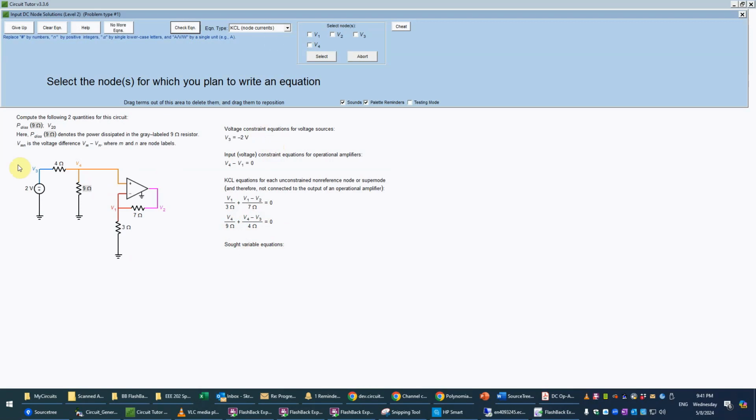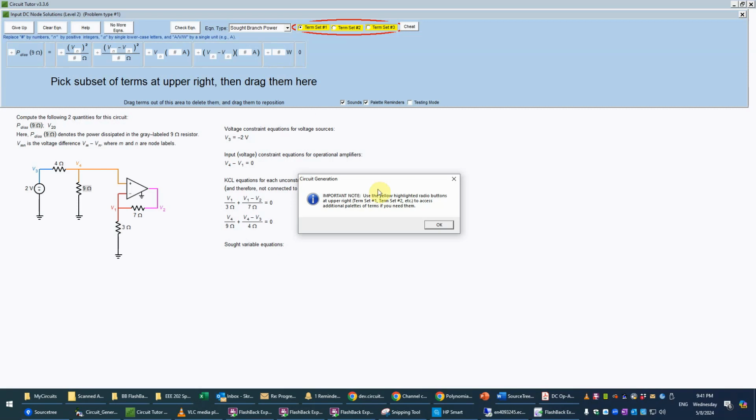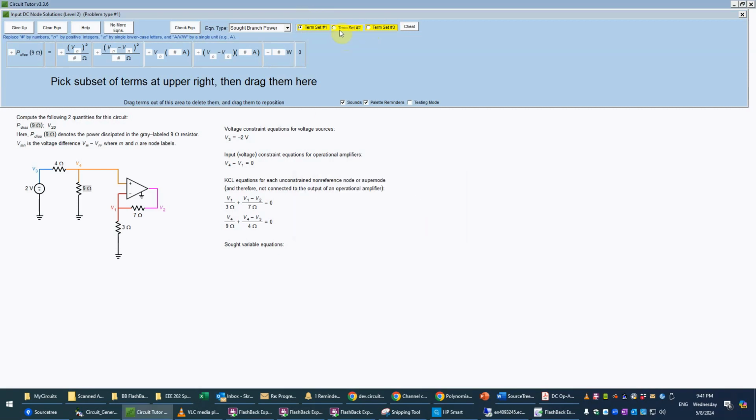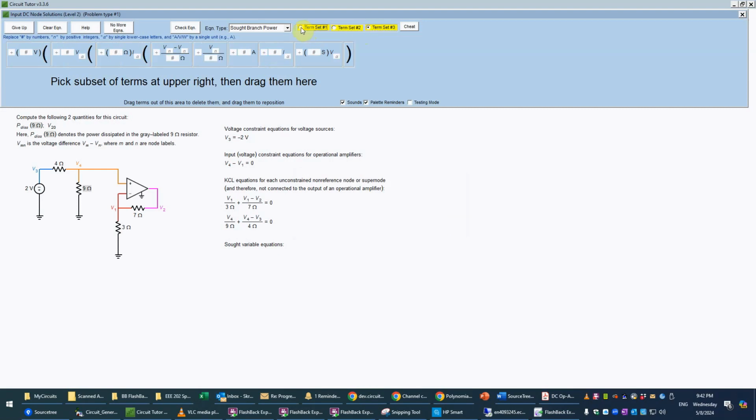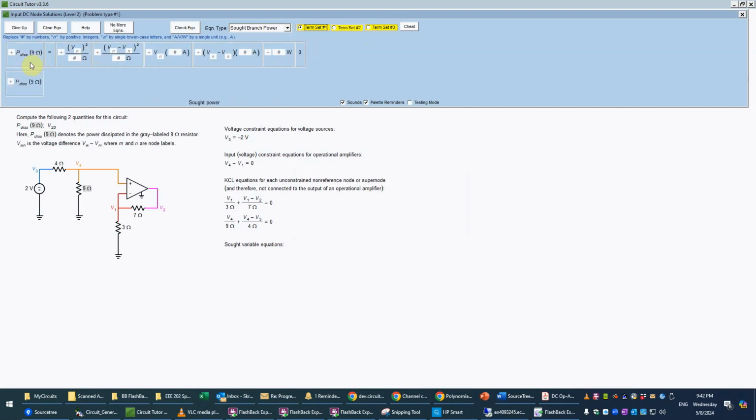Okay, now we need to evaluate our SOT variables as well. So we have a SOT power dissipated in the 9 ohm resistor, and so we're going to select SOT branch power because it's in one element or branch. And it reminds us that we do have several other palettes of terms we can use here if we click on those if we need them, but we won't need it here, so I'll just stick with the first palette. So the power dissipated in the 9 ohm is equal to basically 1 voltage minus the ground, so just basically V4 squared divided by the resistance. That's the standard formula for power in a resistor.